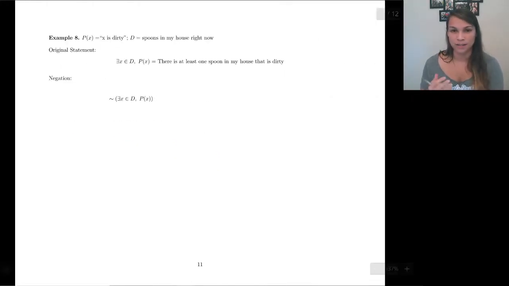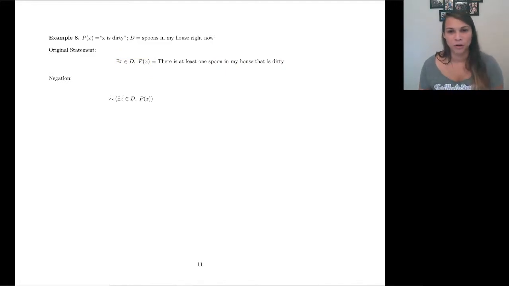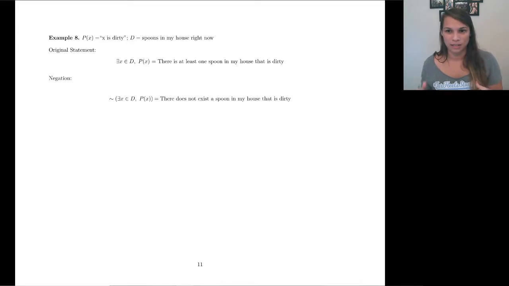Let's look at there exists. So again, we're going to use the same P and D, dirty spoons in my house. So the original statement is there exists x in D such that P(x). There is at least one spoon in my house that is dirty, which is a true statement. But if we were to negate that, you just know from being alive and speaking English, there does not exist a spoon in my house that is dirty. If there are no dirty spoons, what does that mean? It means they're all clean.